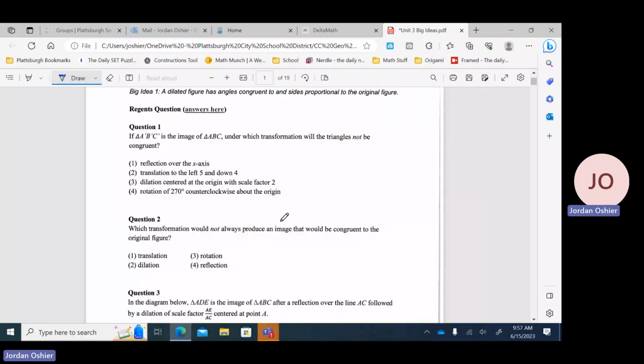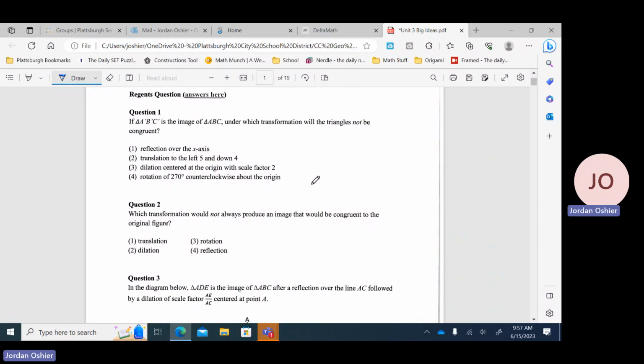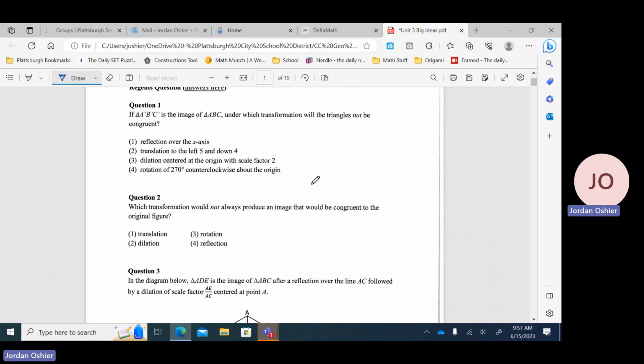Okay, so here is unit 3. Notice this one is a lot longer. That should be a really good hint to you that you really want to make sure you understand these concepts. It's a big thing to cover. First question, if a transformation changes the size, that's what not congruent means.